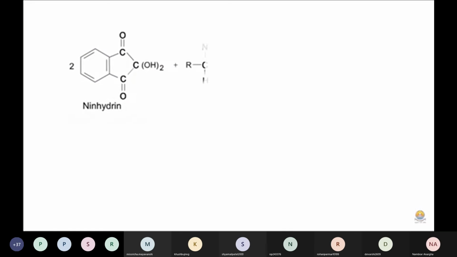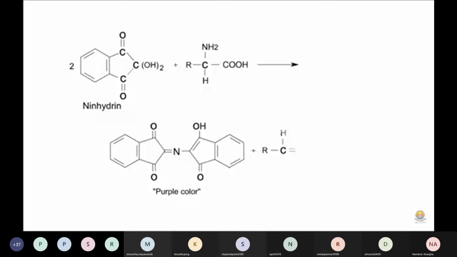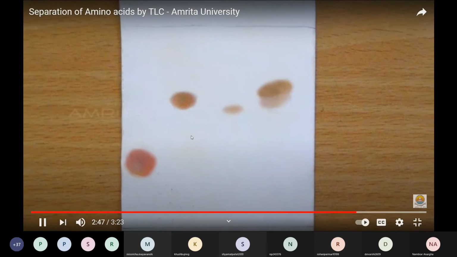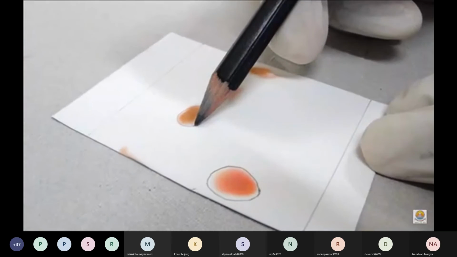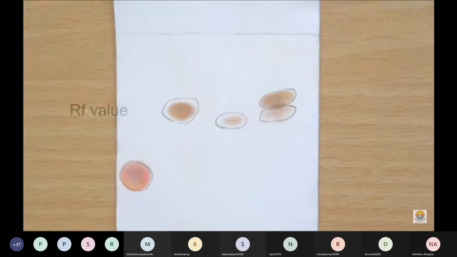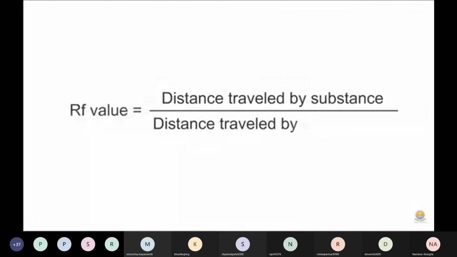Here, ninhydrin will react with the spotted amino acids and the resulting complex, which is colored, makes them visible on the plate. After some time, mark the center of the spots, then measure the distance of the center of the spots from the origin and calculate the Rf values.